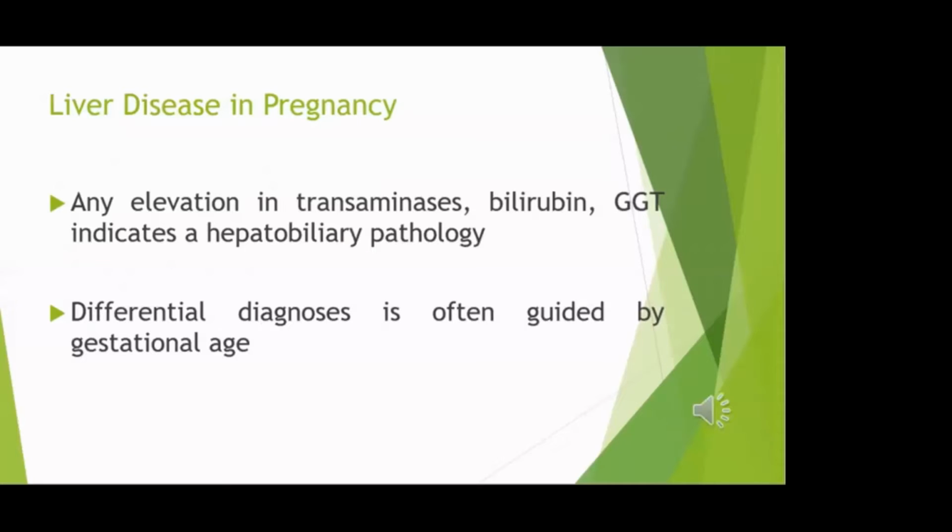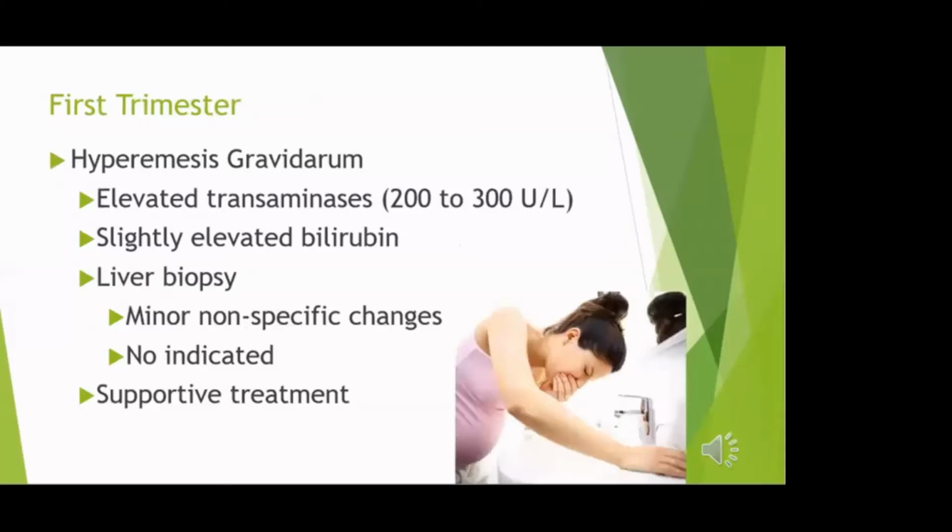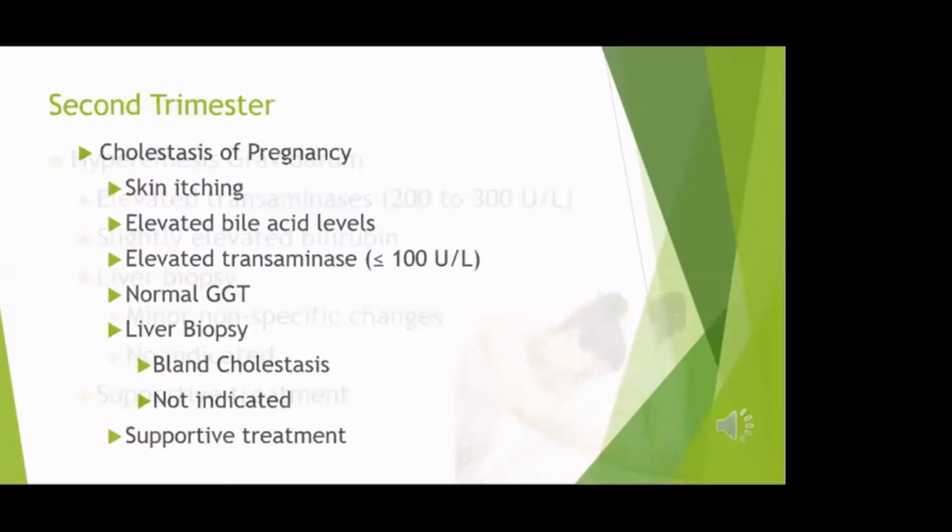Okay, so any elevations in transaminases, bilirubin, GGT indicate a hepatobiliary pathology in patients who are pregnant, and the differential diagnosis is often guided by gestational age. In the first trimester, it can be because of hyperemesis gravidarum, with elevated transaminases and slightly elevated bilirubin. Normally, we don't do a liver biopsy in these cases, and usually just supportive treatment will do.